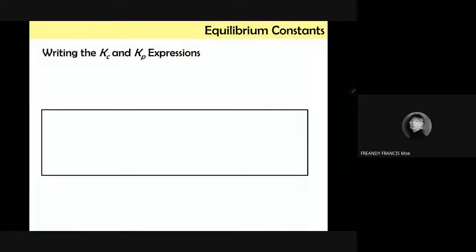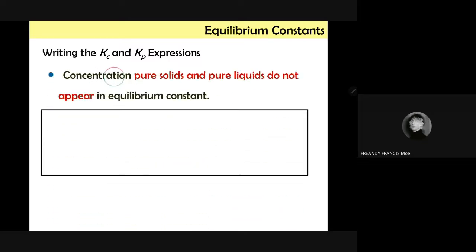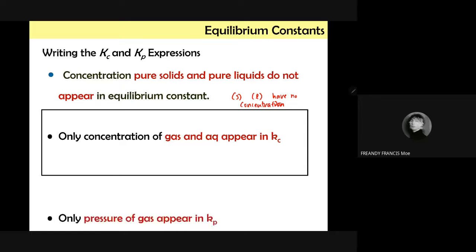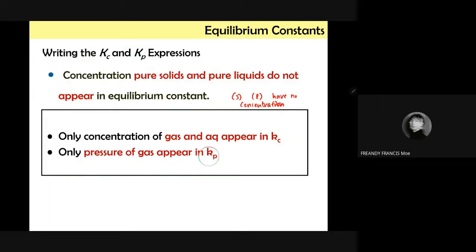Okay, dan these are some of the things yang very important juga. Kalau kita nak tulis concentration of pure solids and pure liquids, concentration of pure solid and pure liquids do not appear in equilibrium constant. Only concentration of gas and aqueous yang akan appear. Sebab kalau kita tengok S solid tu have no concentration. Solid dan liquid tiada concentration. Kalau kita nak buat Kp, only pressure of gas appear in Kp.